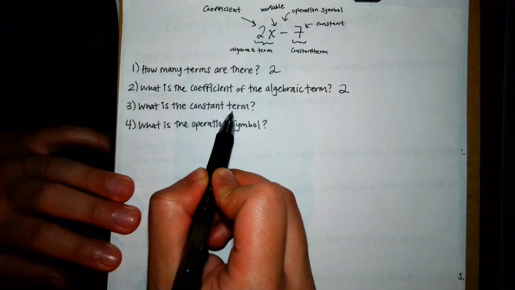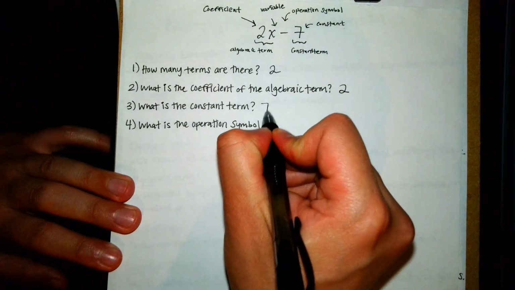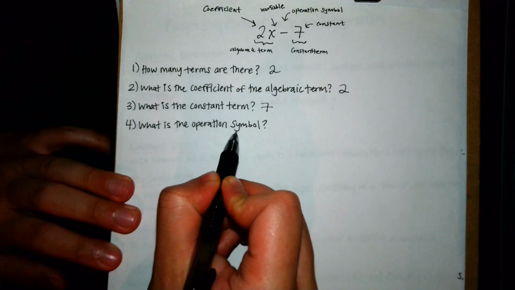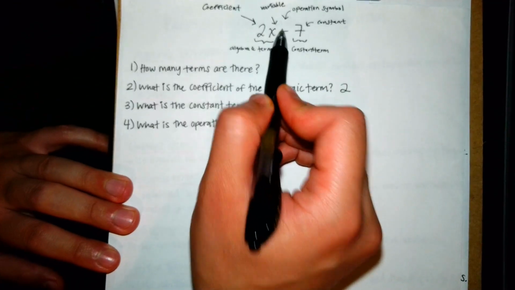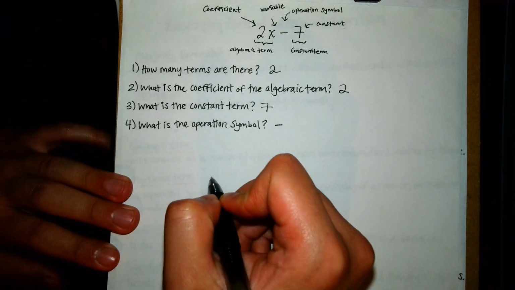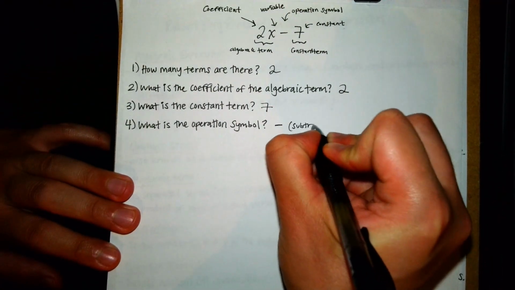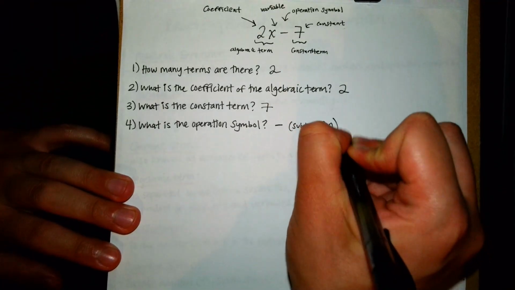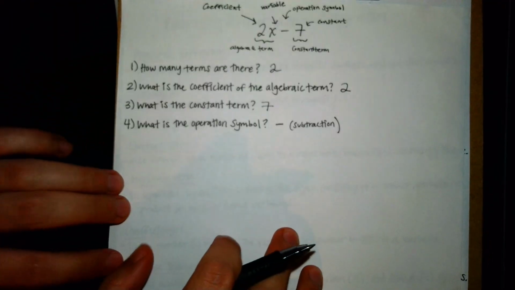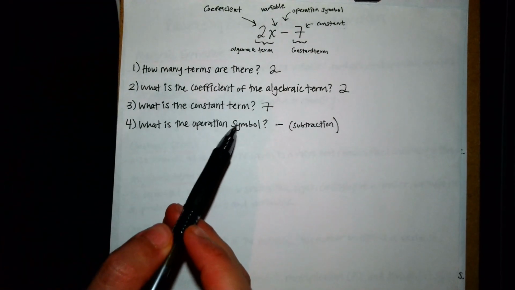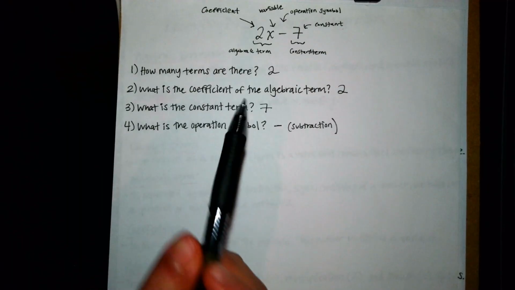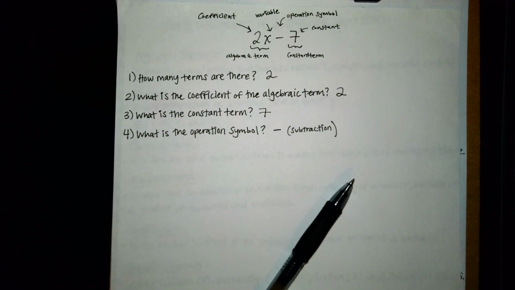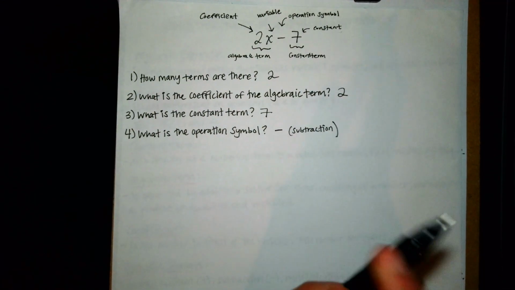What is the constant term? We've defined it as 7. And lastly, what is the operation symbol? It would be the subtraction sign. Awesome. Hopefully you got those correctly. If not, please review those definitions that I wrote earlier. And now that you know the major parts of an algebraic expression, you are ready to evaluate and simplify algebraic expressions. We will cover these topics in the next video.